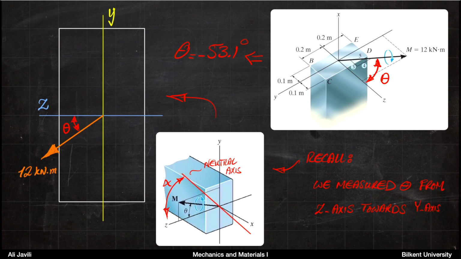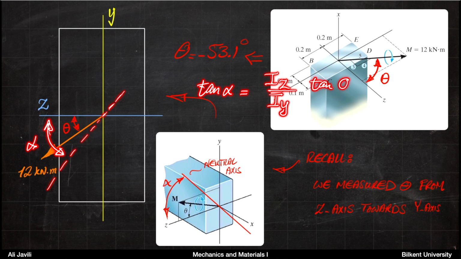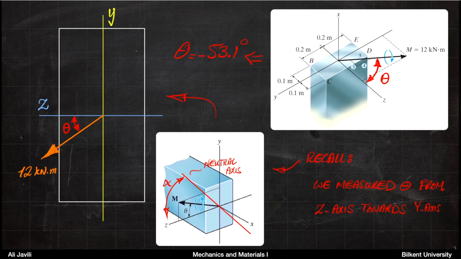So using the formula that we had previously, now you should remember that alpha may also lie in the same direction as theta. So you remember that tangent alpha is Iz divided by Iy times tangent theta. So because the I's, the moments of inertia, are positive, theta and alpha would be on the same quarter basically. So if theta is negative, in this sense, if theta is negative, then alpha would also be negative.